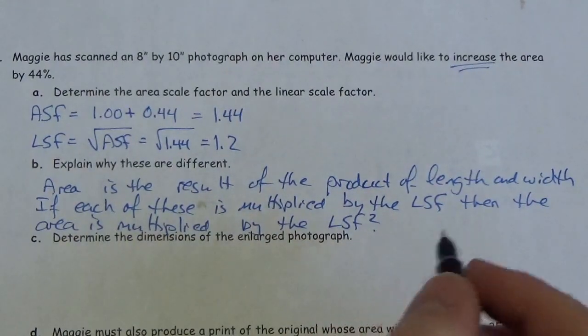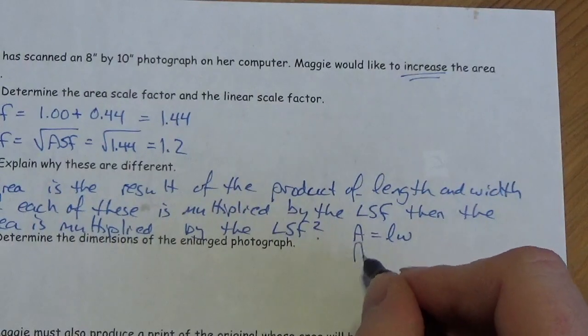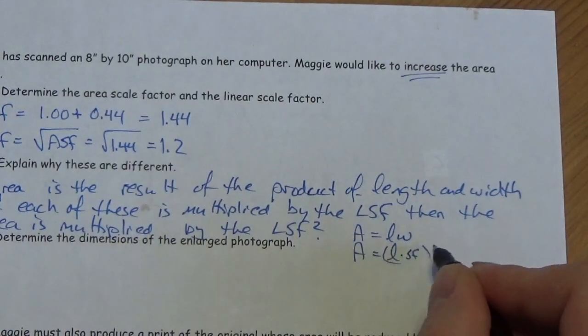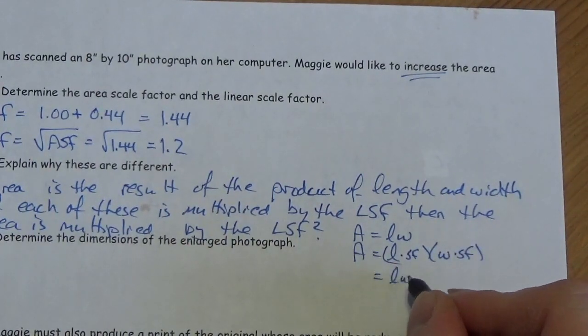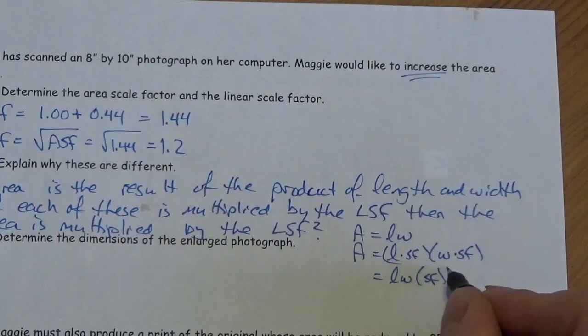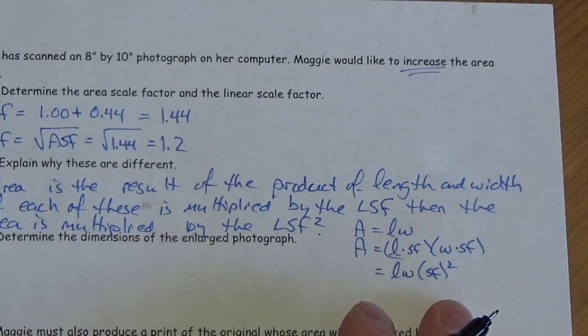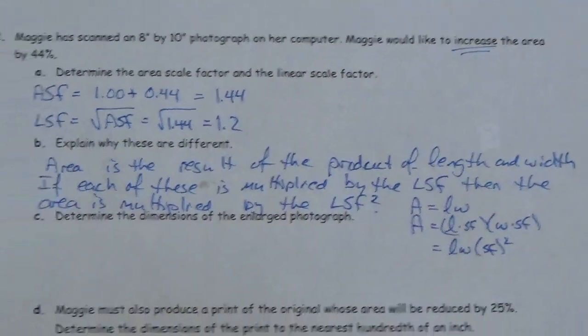In other words, think of it like this. If area is equal to length times width, and then I've got this new area that is the length times the scale factor multiplied by the width times the scale factor, then what we did here is length times width multiplied by the scale factor squared. That's why they're different. And this ends up being the scale factor for area.